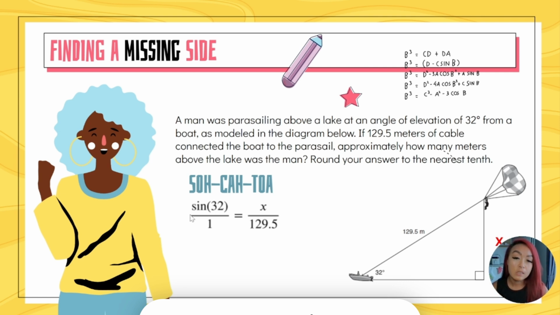And I just put the sine of 32 over 1. So that way we have a little proportion set up and we can now use cross multiplication to solve. So cross multiplying, right, we get x equals 129.5 times the sine of 32. And you can just multiply this and put this right in your calculator. And to the nearest tenth, we get x is approximately 68.6 meters.